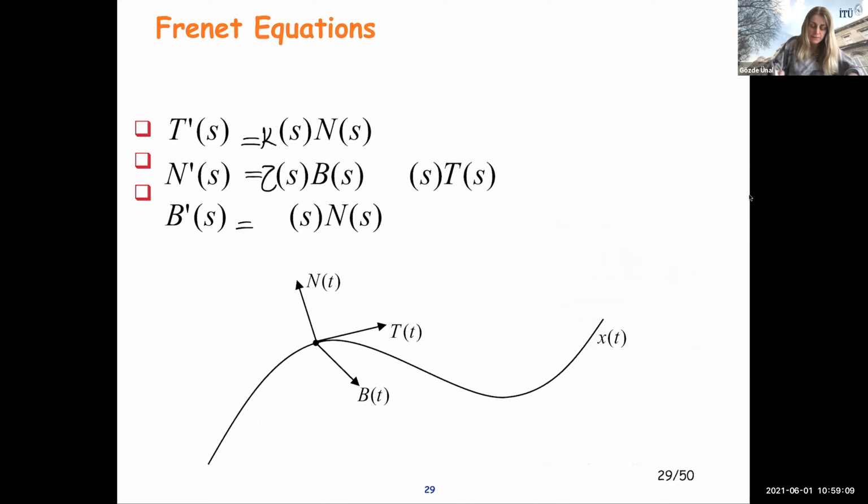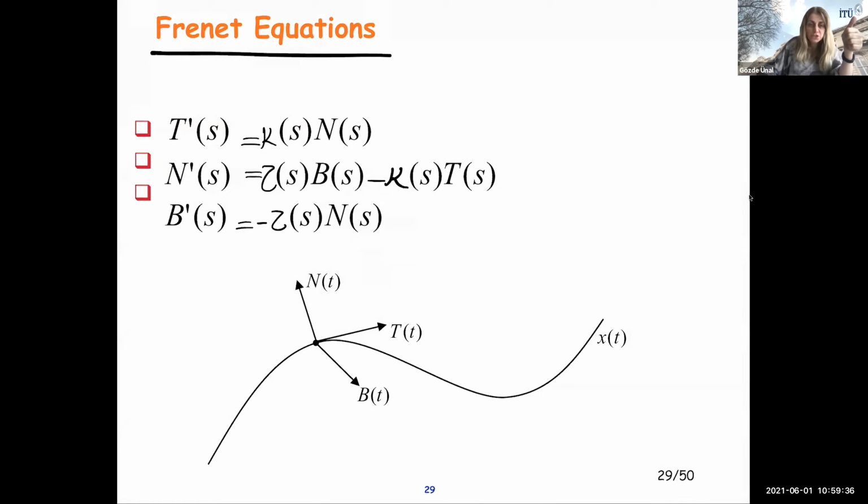Now, the Frenet equations actually tie all these together. So you have the tangent T of S, parameterized here by arc length, the normal vector N of S, the binormal vector B of S, and the derivative vectors T prime, N prime, B prime.